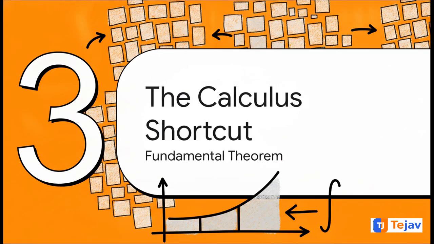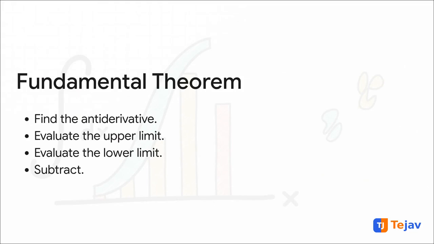Section 3. The calculus shortcut. Now, nobody actually wants to sit around adding up millions of rectangles. That brings us to the fundamental theorem of calculus. This is the ultimate mathematical shortcut. We just follow 4 simple steps. Find the antiderivative, evaluate it at the upper limit of your shape, evaluate it at the lower limit, and then just subtract the two. Boom! Millions of complex rectangles magically collapse into one incredibly elegant subtraction problem.